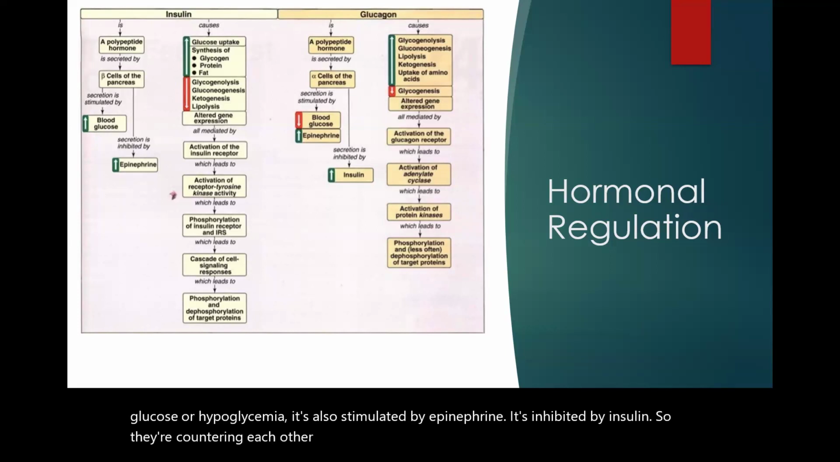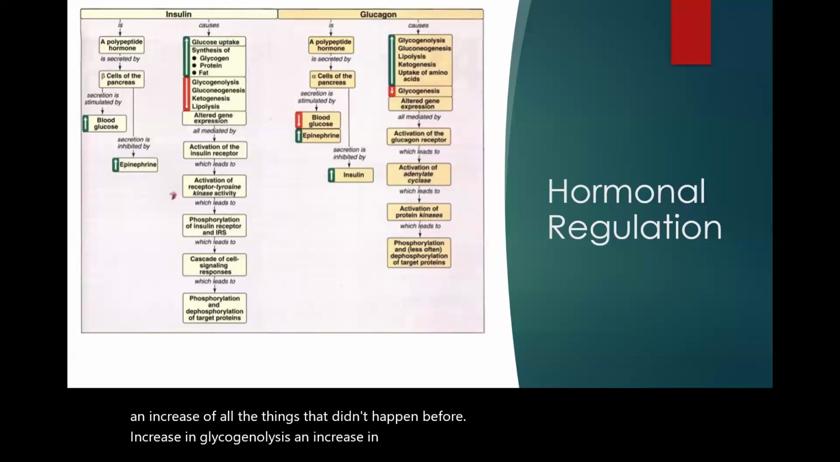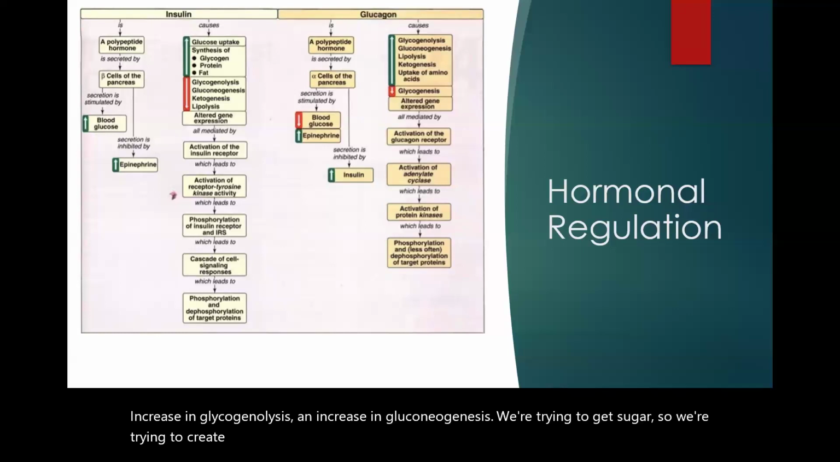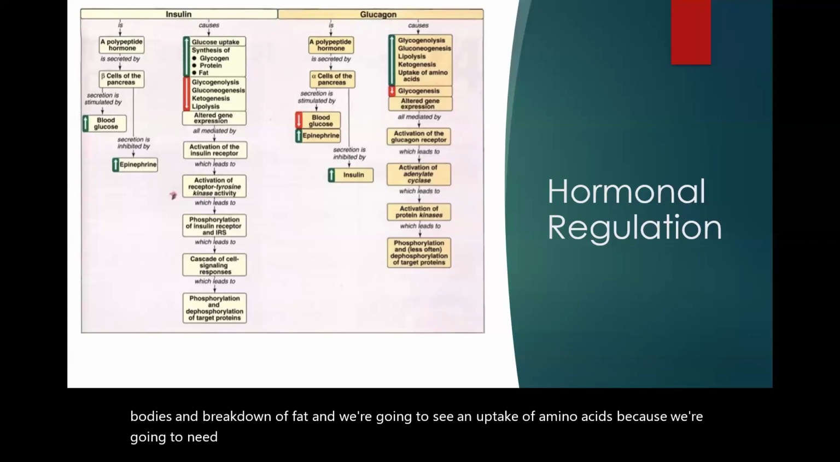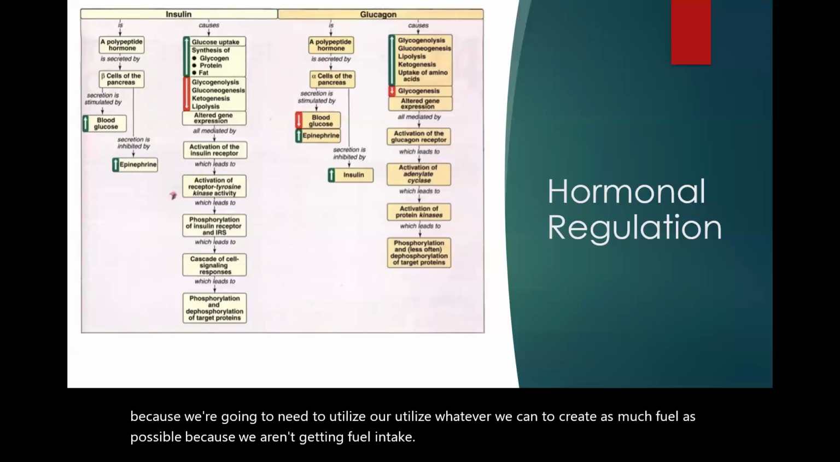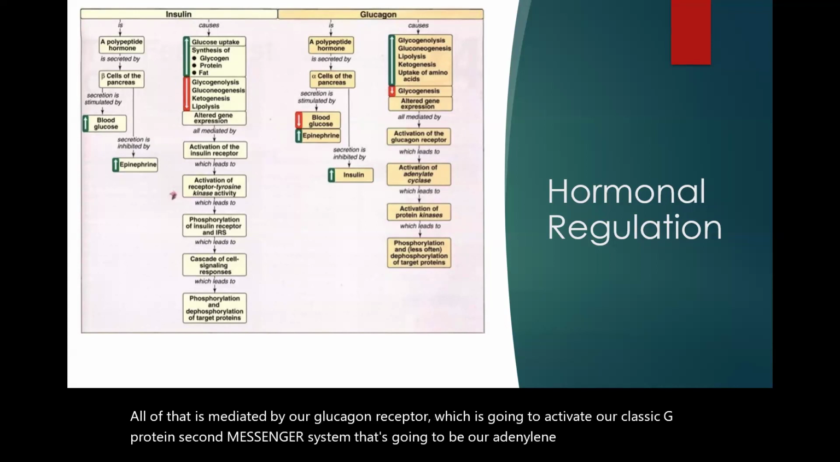When we have glucagon release, we're going to see an increase of all the things that didn't happen before. Increase in glycogenolysis and increase in gluconeogenesis. We're trying to get sugar, so we're trying to create glucose. We're going to see lipolysis and ketogenesis, so breakdown of fat and creation of ketone bodies. And we're going to see an uptake of amino acids because we need to utilize whatever we can to create as much fuel as possible, because we aren't getting fuel intake. All of that is mediated by our glucagon receptor, which activates the classic G protein second messenger system. That's going to be adenylate cyclase, protein kinases, and that leads to our downstream effect.